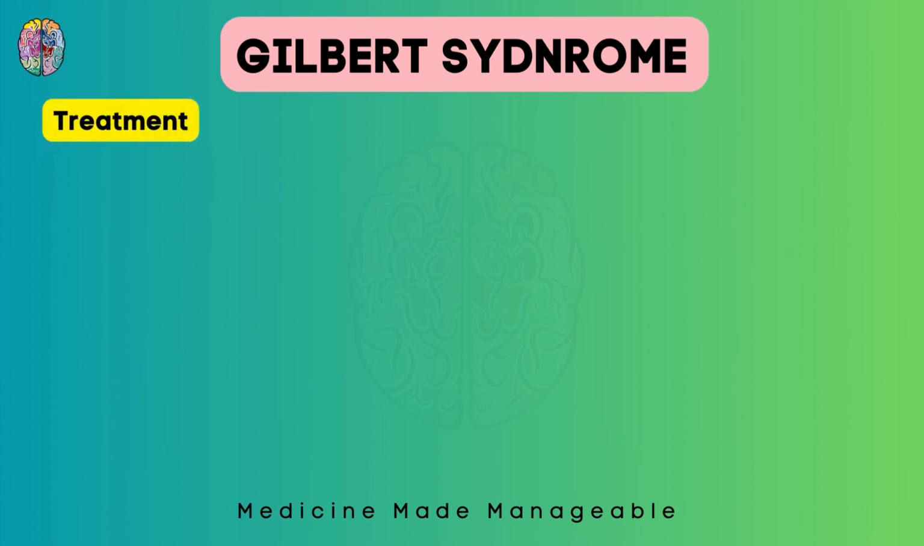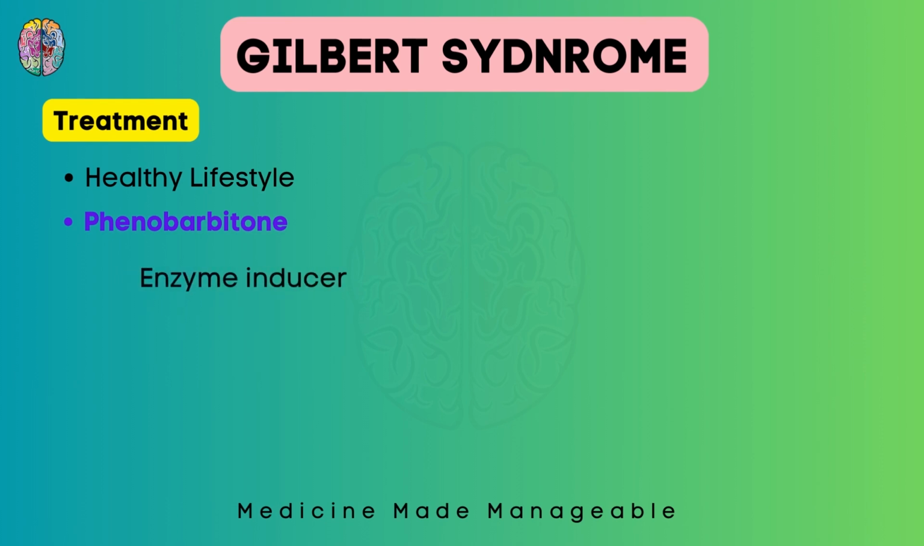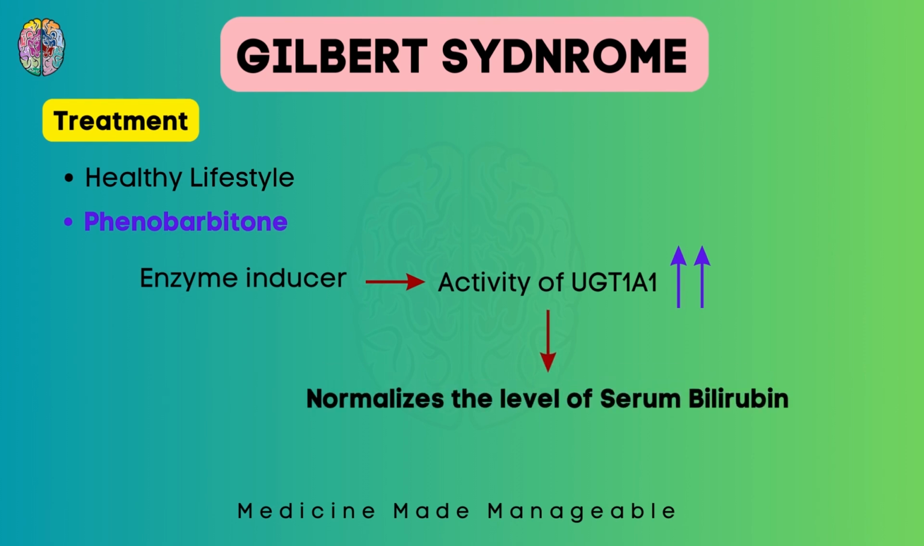How are you going to treat this condition? It is very simple. Just healthy lifestyle modifications will be enough for most people. But in some cases, we can even use phenobarbital. So what is phenobarbital? It is an enzyme inducer. This enzyme inducer is actually going to increase the activity of UGT1A1. If this happens, the unconjugated bilirubin will now be able to convert to conjugated bilirubin, and hence it will normalize the level of serum bilirubin and the symptoms will be gone.